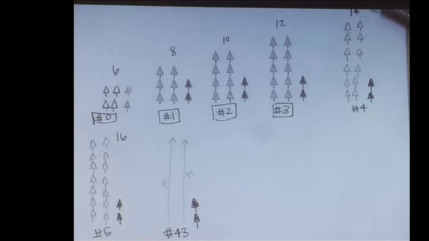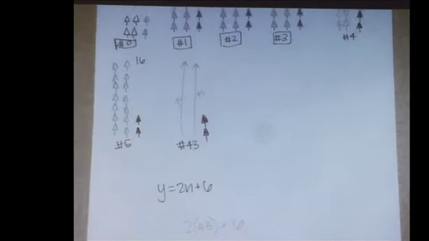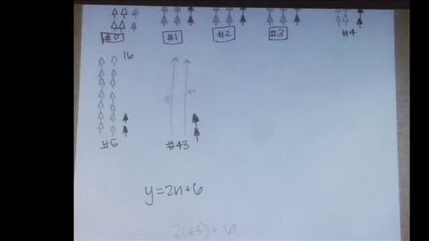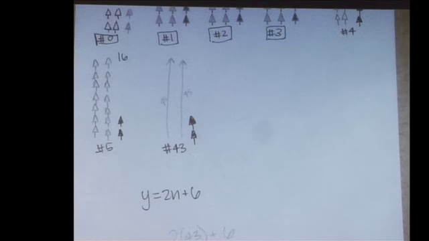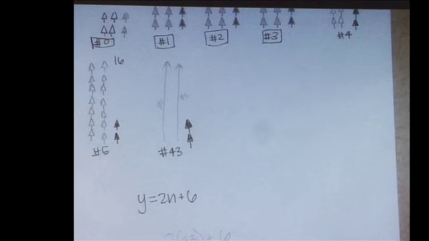From these. And then because we figured out what figure 0 is, that's going to be our plus 6, because figure 0 has 6 trees in it. So then when we did figure number 43, we used the formula y equals 2n plus 6. So 2 times the figure number 43 plus 6, which is 86 plus 6, and that's 92 right here.